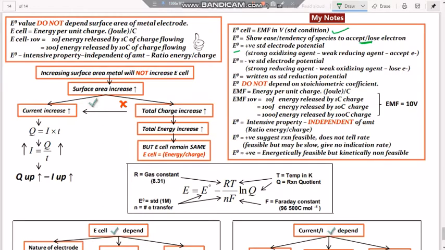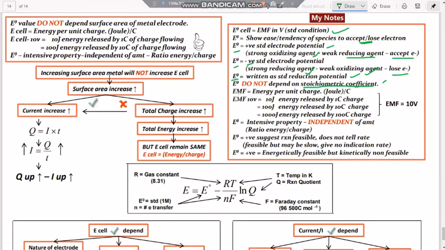If E naught is positive, the standard electrode potential of that electrode indicates that it is a strong oxidizing agent and a weak reducing agent, which will accept electrons. When the E naught value is negative in the electrochemical series, it is called a strong reducing agent that behaves like a weak oxidizing agent, or it may lose electrons, meaning it undergoes oxidation. The E naught value is written as a standard reduction potential value, which does not depend on the stoichiometric coefficient. See, that is the most important point.